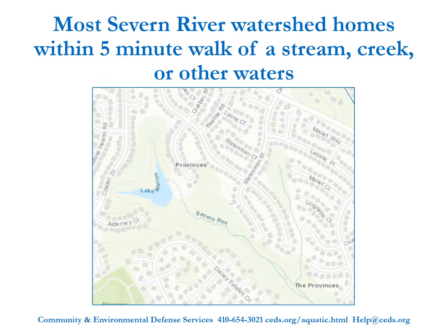Fortunately, most Severn River watershed homes are within a 5-minute walk of a tributary to the Severn. It may be a stream, creek, or some other waterway. Here we see the headwaters of Severn Run in the Odenton area and a tributary to it. Here we see lots and lots of houses in the immediate vicinity. In fact, all of these houses are within a 5-minute walk of either the main stem of Severn Run, this lake, which is a stormwater pond, or this unnamed tributary.